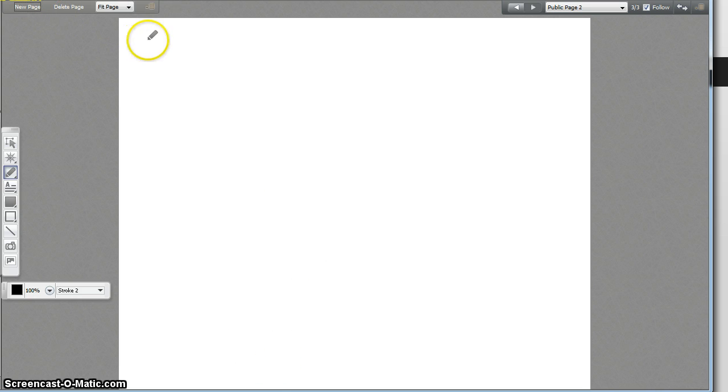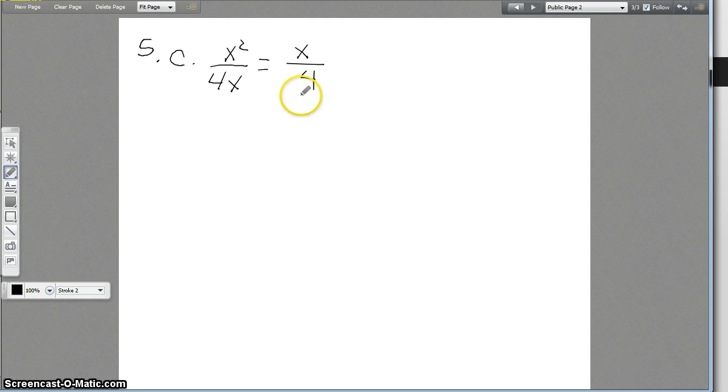Okay, so let's move on and try number 5. Number 5 says reduce each of the following fractions to lowest terms. So let's start with part C. We have x squared over 4x. So we look to see what we have as a common term between the numerator and the denominator. Well, our only common term is x. So if we divide both the numerator and the denominator by x, x squared divided by x is x, and 4x divided by x is 4, so x over 4 is that fraction in lowest terms.